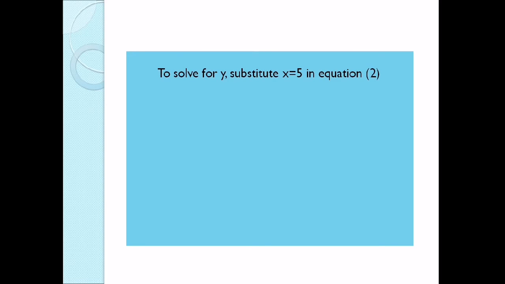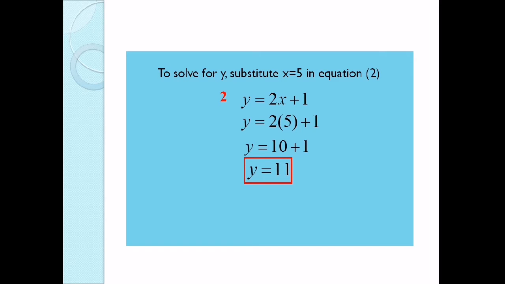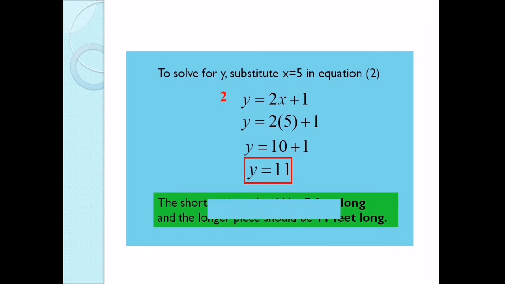To solve for y, substitute x equals 5 in equation 2. Our equation 2 is y equals 2x plus 1. And then we just substitute x as 5. y equals 2 times 5 plus 1. y equals 10 plus 1. And then y equals 11. Therefore, the shorter piece should be 5 feet long and the longer piece should be 11 feet long.